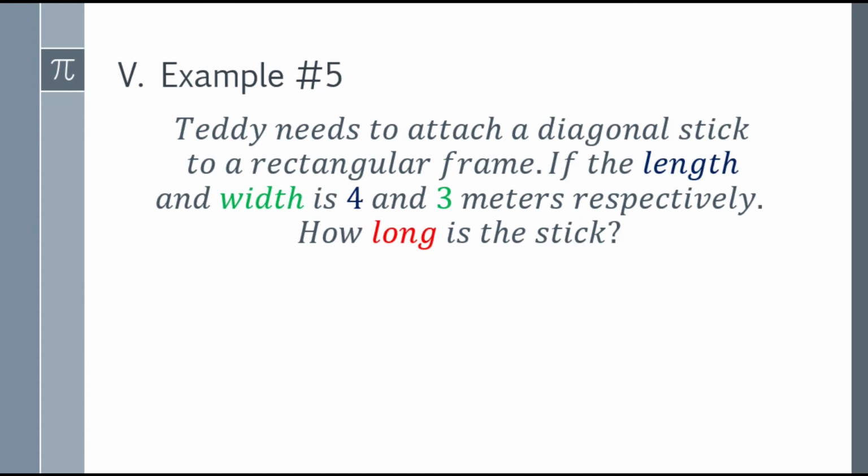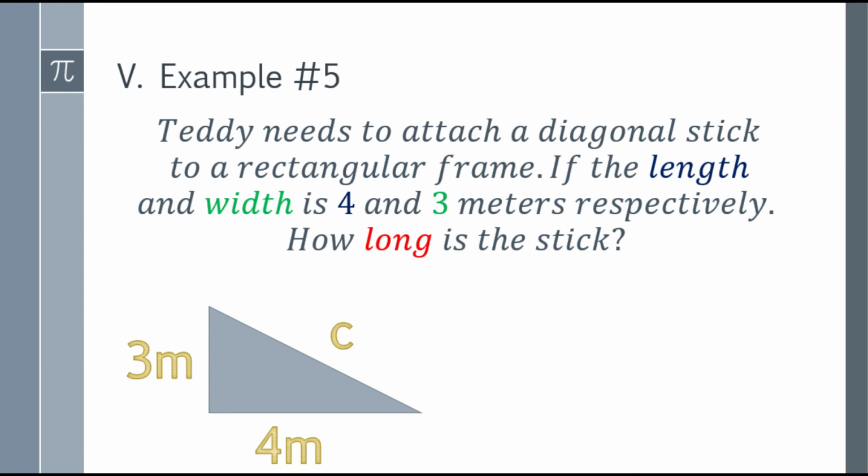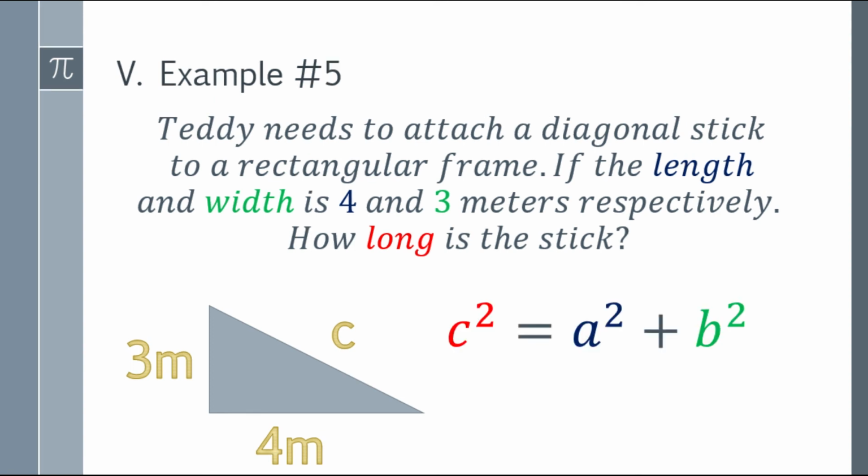So, last example tayo. Teddy needs to attach a diagonal stick to a rectangular frame if the length and width is 4 and 3 meters respectively. How long is the stick? So, yung length daw ay 4 meters at ang width ay 3 meters. Makikita natin sa picture. Okay, so we form our right triangle. Yung C, let's use the letter C, yung sa diagonal. We know that this is a right triangle, and we can use the Pythagorean theorem to find the value of C. So, that will be C squared is equal to A squared plus B squared.